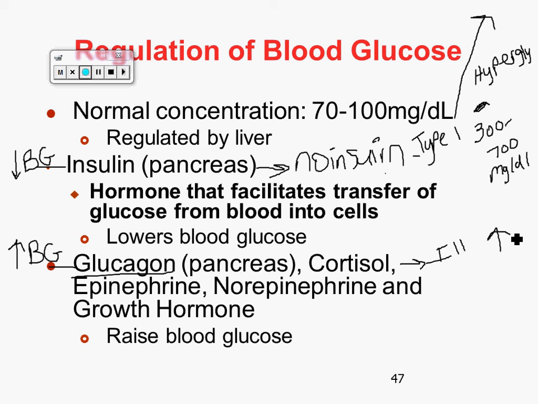Raise their blood glucose. So during illness, they may need more insulin. They may have to watch the carbs even more. Epinephrine, norepinephrine, these are fight or flight hormones, also play a role raising blood glucose. Okay? So these all can act to raise the blood glucose.